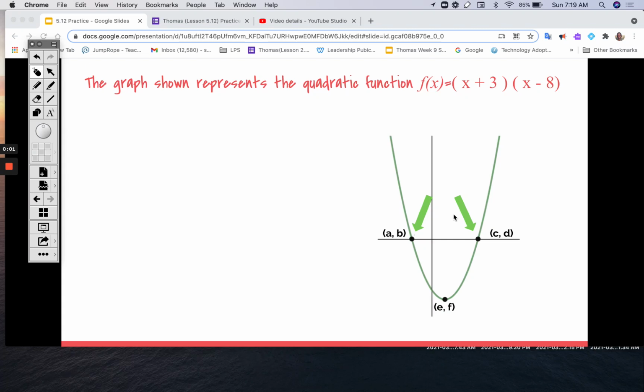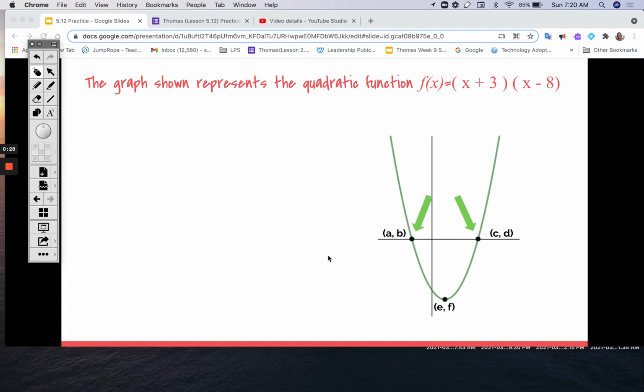Okay, so it says the graph shown represents the quadratic function f of x equals (x + 3)(x - 8). What are we supposed to do? Well, we need to find the values of a, b, c, and d in this function and identify the key feature that it represents. We're also asked to find the values of e and f on the graph and identify the key feature it represents. And then we're going to write the quadratic in standard form.